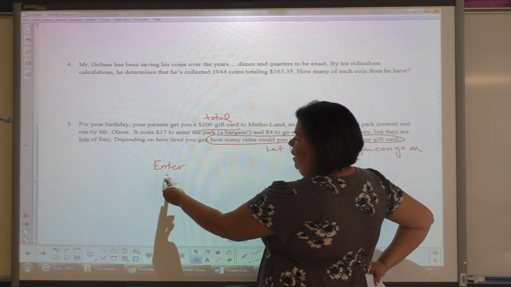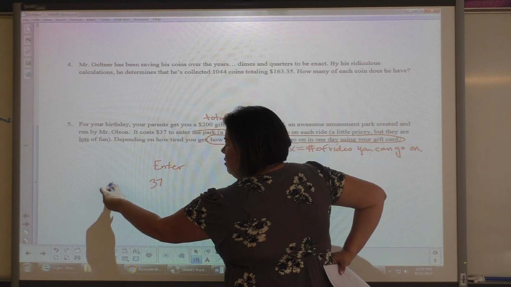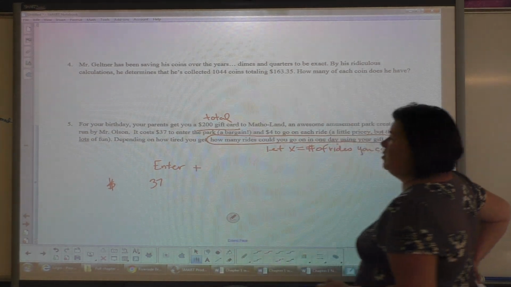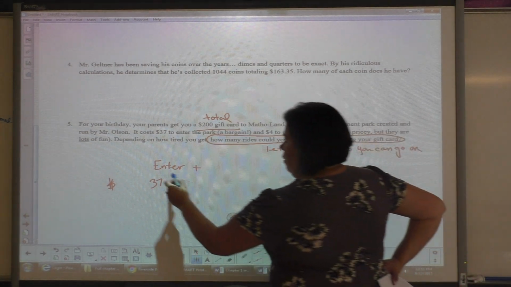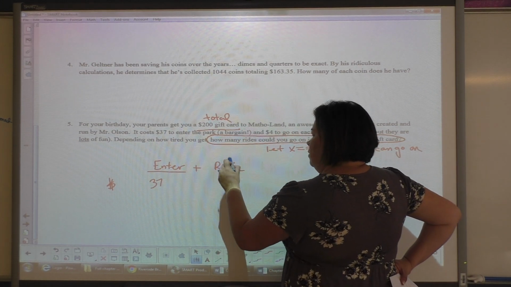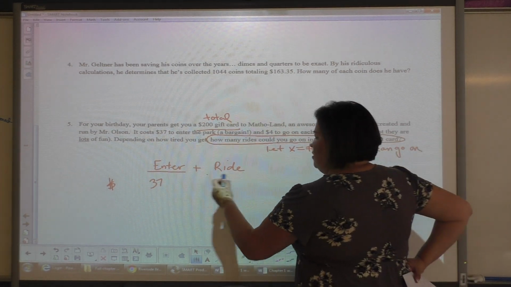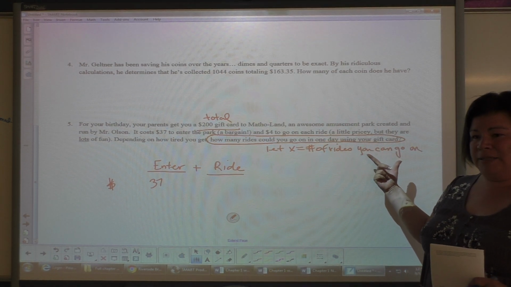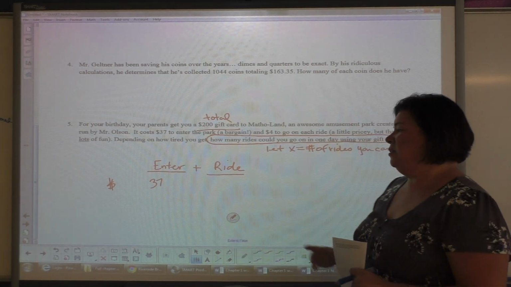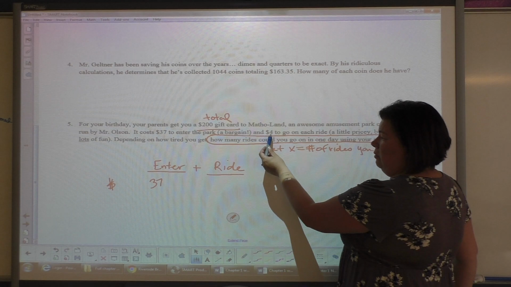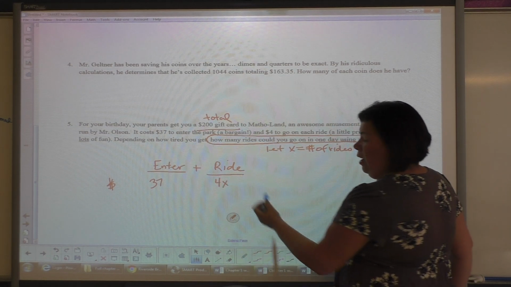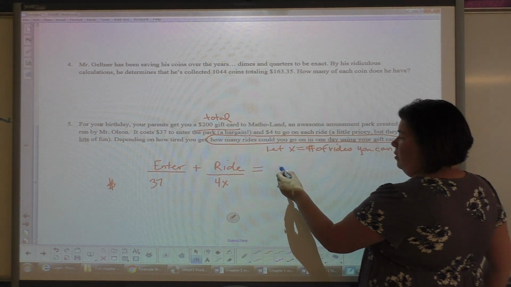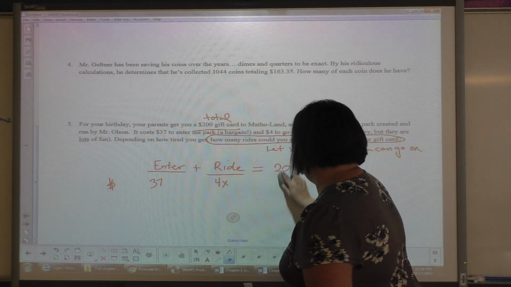So our entrance fee is $37, and again, we're dealing with nothing but money. And then we know it's also going to cost a price to go on a ride. So our ride fee is going to be $4 per ride. Since we don't know how many rides it is, the cost of that is going to be 4, which is the amount per ride, times X, our unknown. And it's going to equal a total of $200.